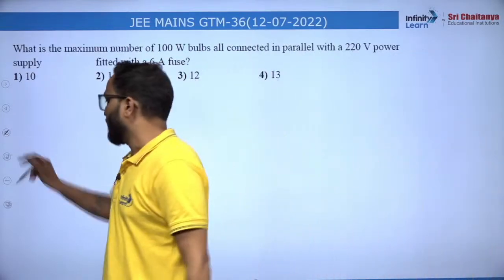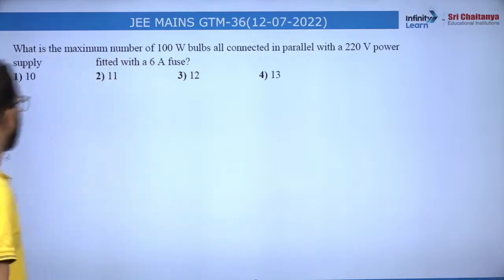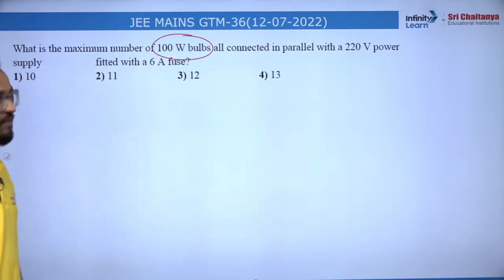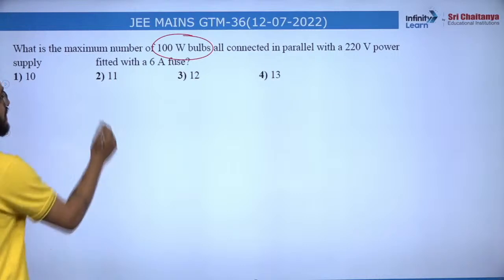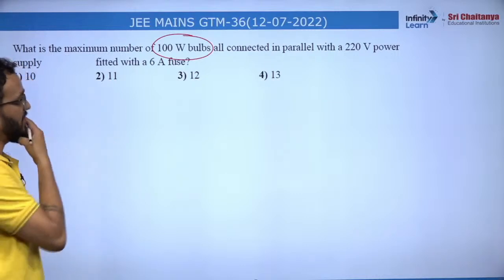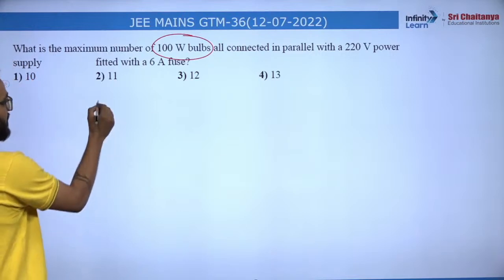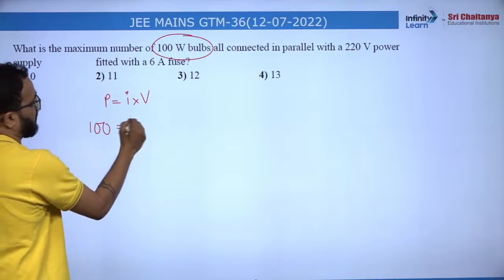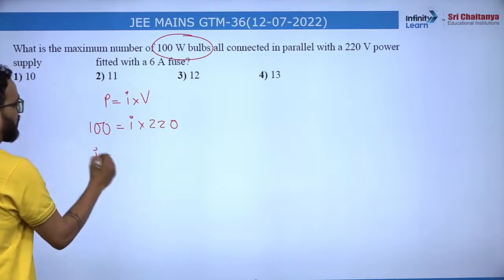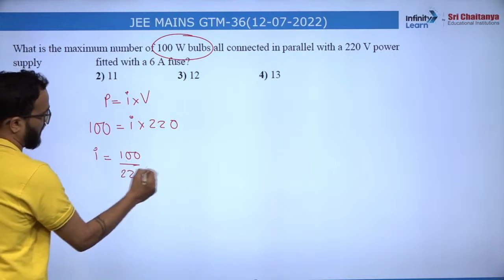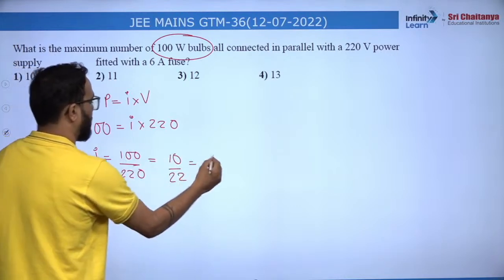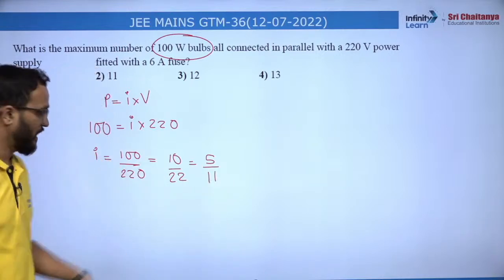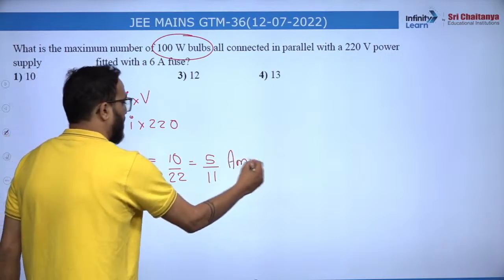This is an easy question and we will solve it like this. What is the maximum number of 100 watt bulbs all connected in parallel with 220 volt supply? Okay, so power is 100 watt. What is the current through one bulb as they are in parallel? Power is I into V. So 100 is equal to I into 220. So I will be 100 upon 220, which is 10 upon 22, which is 5 upon 11. Got it? So this is 5 upon 11 ampere, the current going in one bulb.